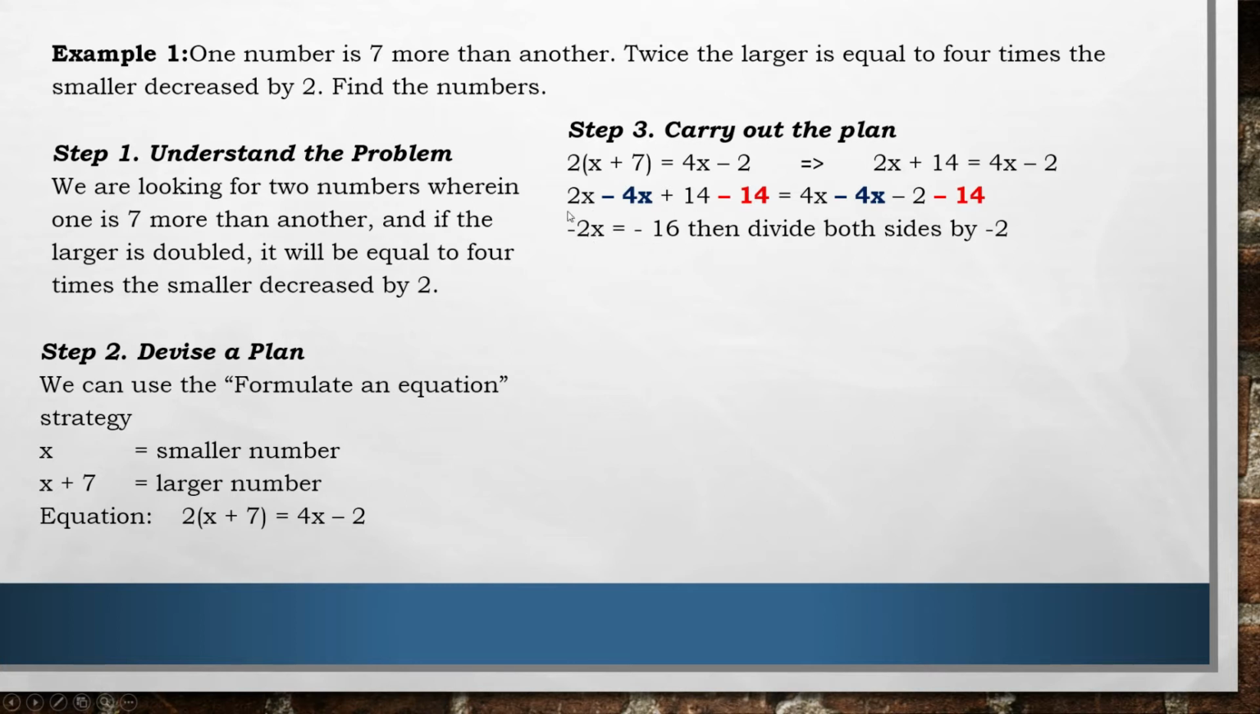Remember that we are looking for the value of x. So we have to divide both sides by negative 2. So doing that, we can have now x is equal to 8. Negative 2x divided by negative 2, that is x. Negative 16 divided by negative 2, that is positive 8. And x plus 7 is equal to 8 plus 7. Therefore, the value of x is 15.